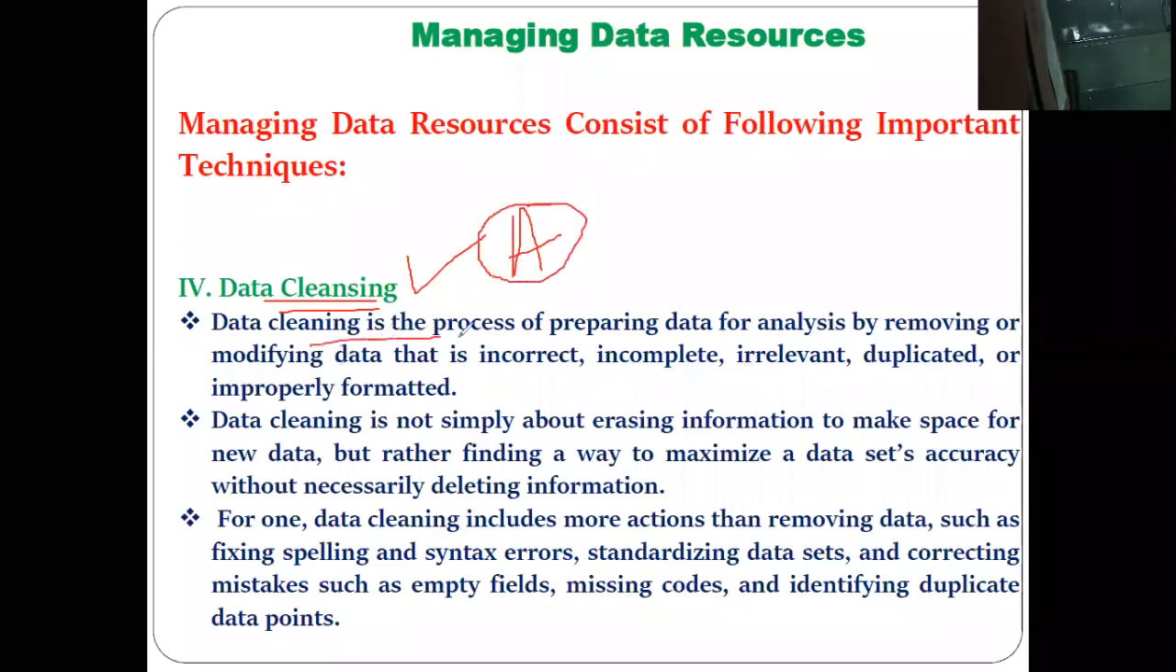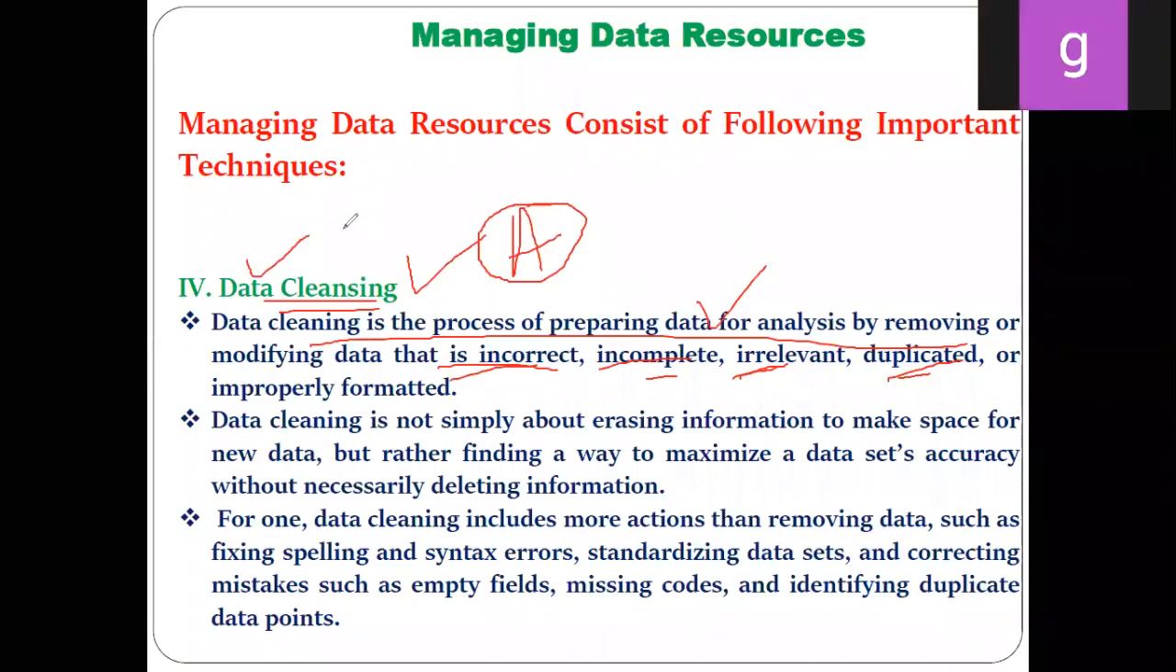Here I have mentioned data cleansing is the process of preparing data for analysis. Now what things happen in data cleansing? Modifying the data that is incorrect, modifying the data that is incomplete, modifying the data that is irrelevant, modifying the data that is duplicated. All these things happen in data cleansing. Actually this is taken from the word data cleaning. Got the point?